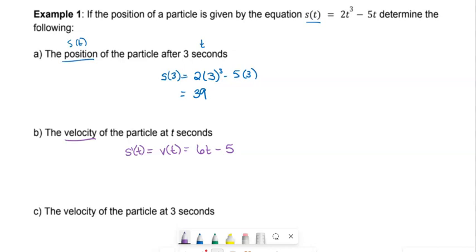The next question is asking me to calculate the velocity of the particle at 3 seconds. So I'm going to take my new function and put 3 in there. Oops, I need a squared there. 3 squared is 9 times 6 is 54 minus 5 is 49.